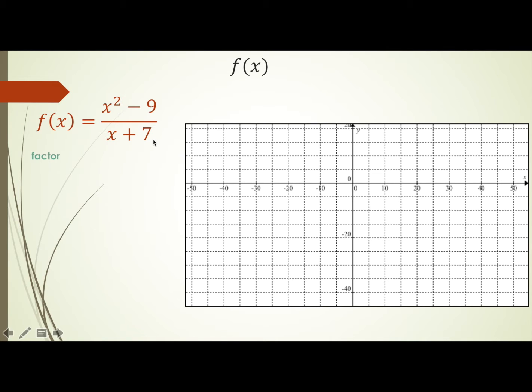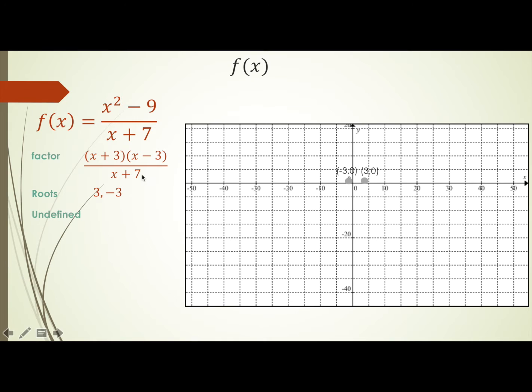Let's start by factoring the top. This factors to (x plus 3) and (x minus 3). Now we can find out where the roots are. The roots happen when the top equals 0. That occurs at 3 and negative 3. Let's plot those on the graph. There's negative 3, there's positive 3.